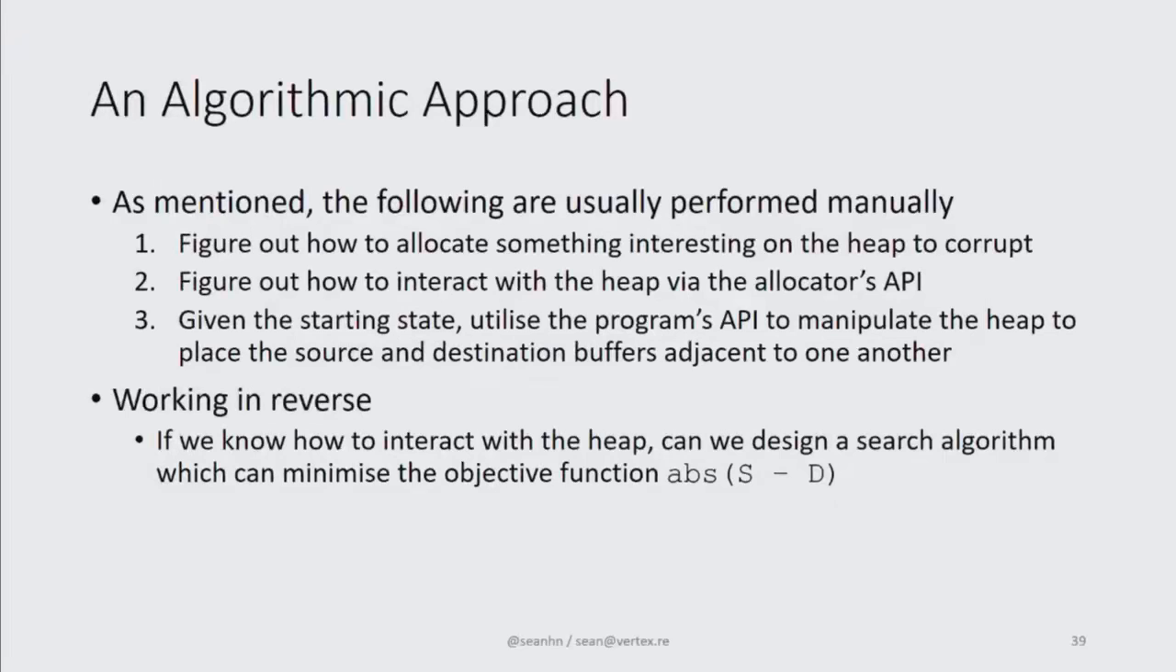Okay, so as mentioned, these 3 things are usually performed manually. So figuring out how to allocate something interesting on the heap to corrupt, figuring out how to interact with the heap via the allocator's API, and then given a starting state, figuring out how to use the program's API to put the thing we want to corrupt next to the thing that we can overflow out of. So let's, to begin with, assume that we have the solution for the first 2 problems, and we know how to interact with the heap. Could we design a search algorithm which can minimize the distance between the source and destination? Because if we can't do that, then there's no point in solving the first 2 problems to begin with.